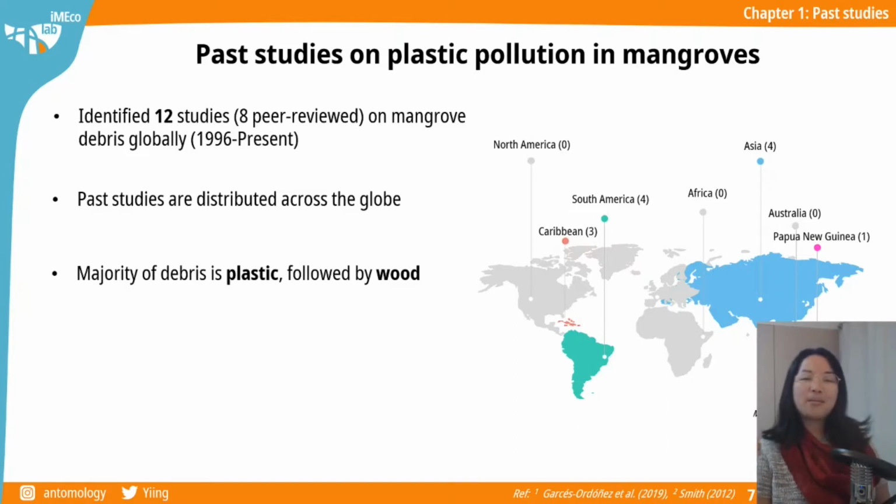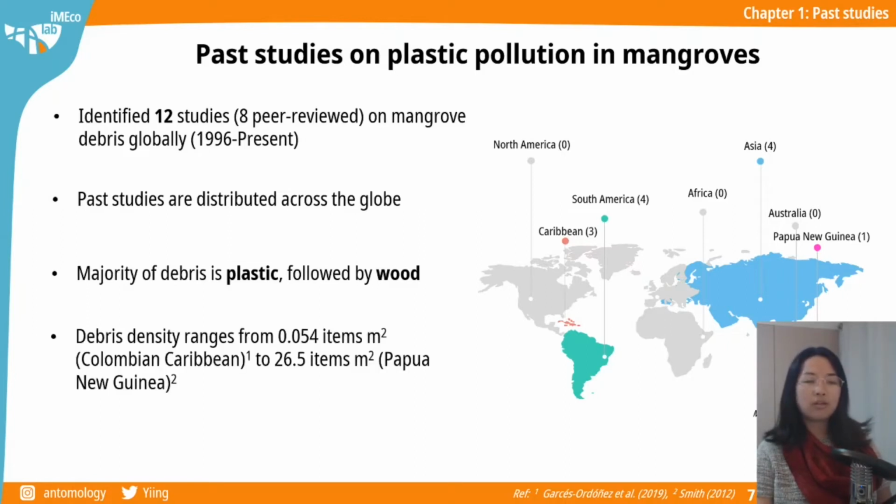So what they found is that a majority of debris was plastic, followed by wood. That's not really that surprising, because plastic can be found across every habitat. But wood is interesting because there are a lot of fisheries near mangroves because of how they support so much diversity. So these fisheries, as well as the settlements that live near mangroves, may actually be contributing a lot of marine debris to the mangroves.